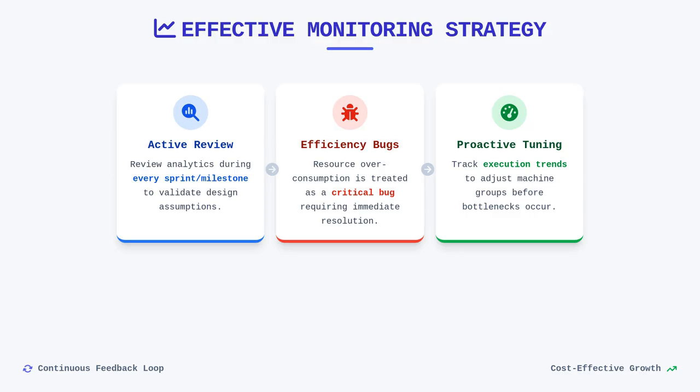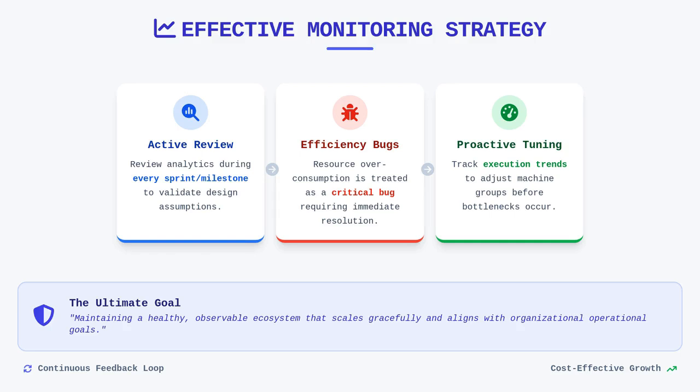By tracking execution trends over time, we also prepare for seasonal spikes, allowing for proactive machine group configuration adjustments before a bottleneck actually occurs. Understanding these analytical patterns allows us to maintain a stable, high-performing environment that scales gracefully. It is our responsibility to ensure that the automation ecosystem remains healthy, observable, and fully aligned with the operational goals of the organization.